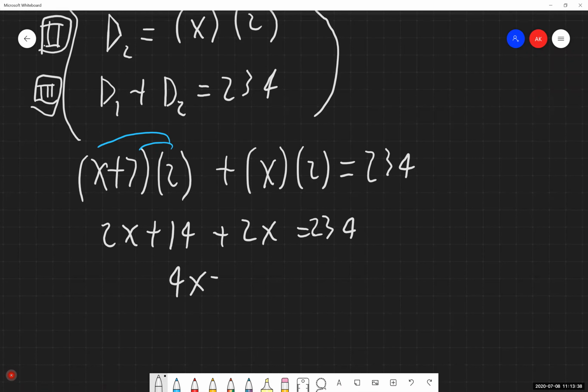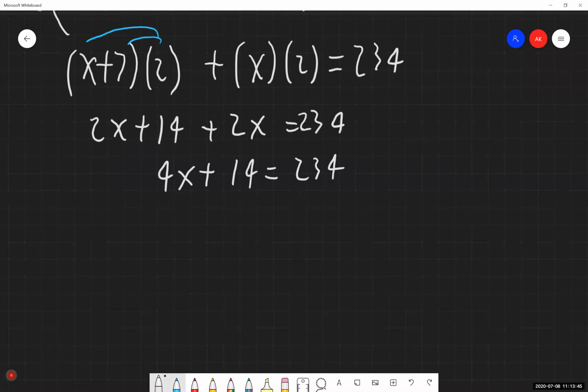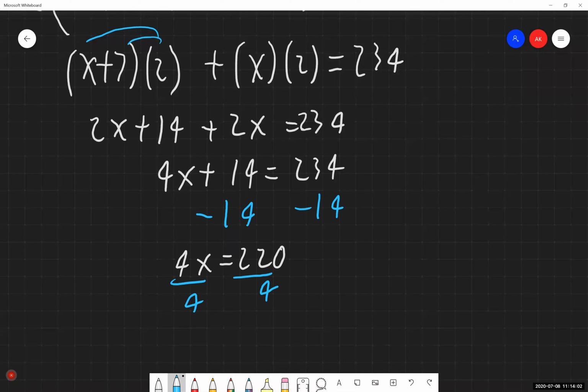Combining like terms on the left-hand side. I'm subtracting 14 from the left-hand side and the right-hand side. And then 234 minus 14, it should be 220. And then last but not least, divide both sides by 4. I'm doing that calculation off to the side on the calculator. I'm getting that x is equal to 55.